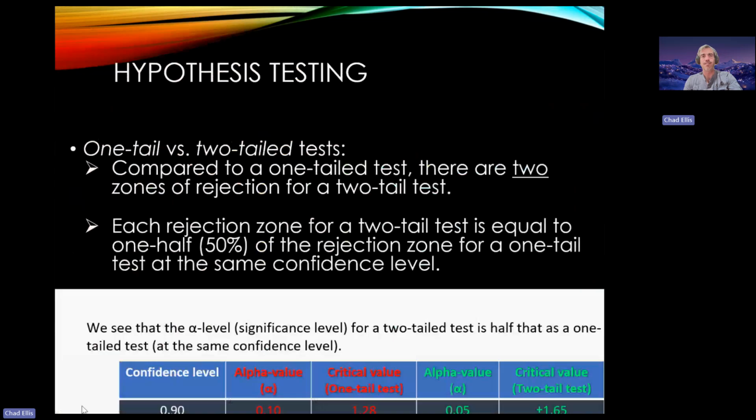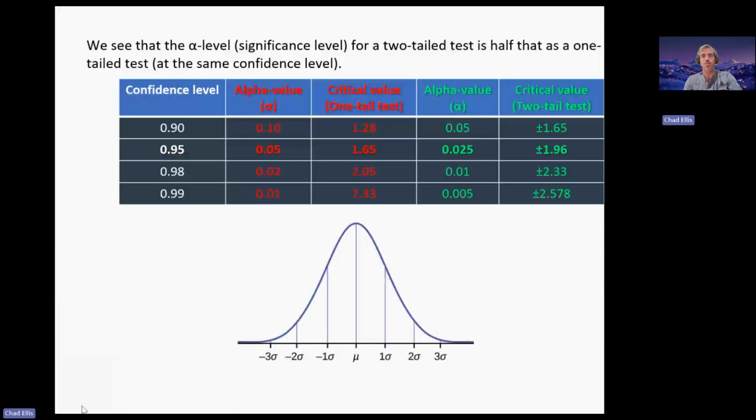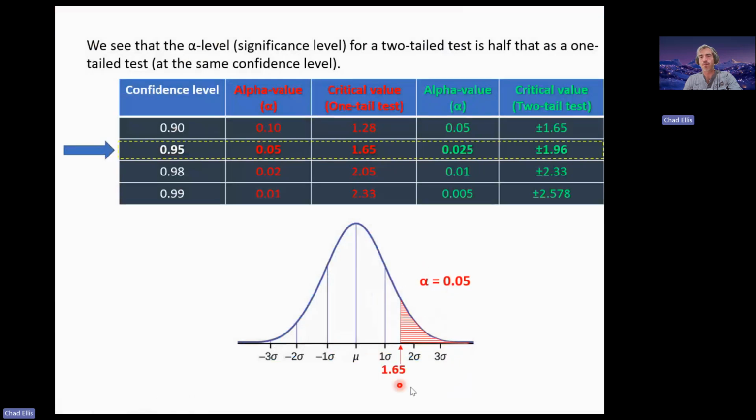So let's compare, right? So again, let's stick with the confidence level 0.95. So in our first example, we're using a one-tailed test where we had a critical value of 1.65. We had the alpha, right, 0.05 area all in the right tail. So if we switch this to a two-tailed test, right, now we're going to split that alpha area into two and put half of it on the left side. And our critical value is going to change from 1.65 for the one-tailed test to plus 1.96 and minus 1.96 for the two-tailed test.